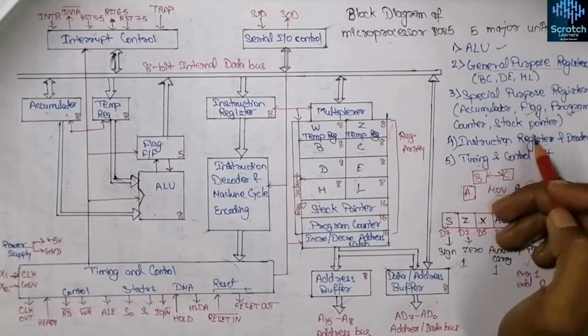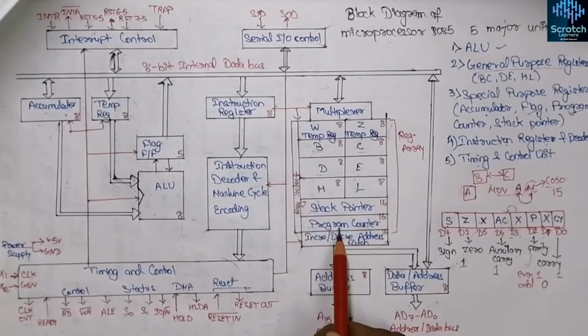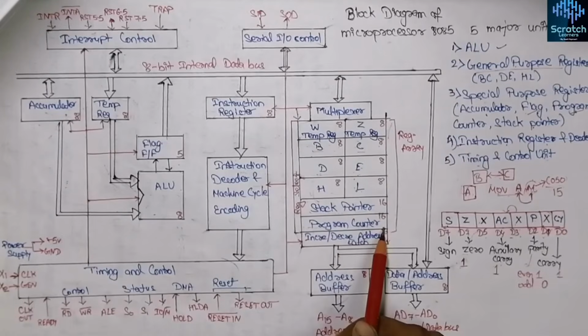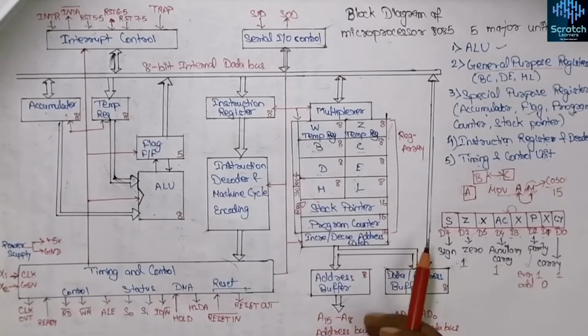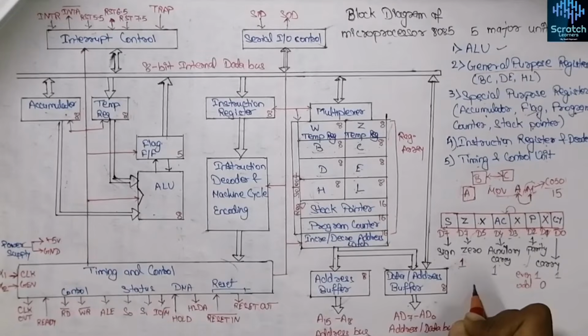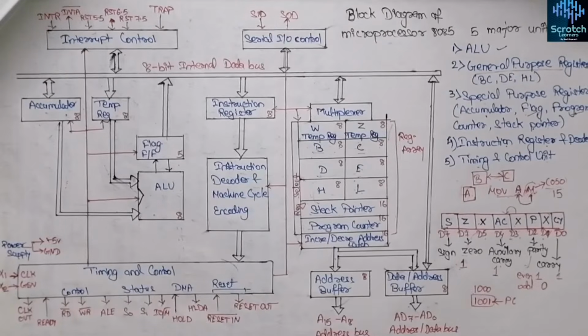Now let's come to the program counter. This is the program counter, and this is a 16-bit register that always points to the address of the next instruction to be executed. If we consider that the memory is now pointing to the address 1000, and the next address to be fetched is 1001, then this content 1001 will be stored in the program counter.